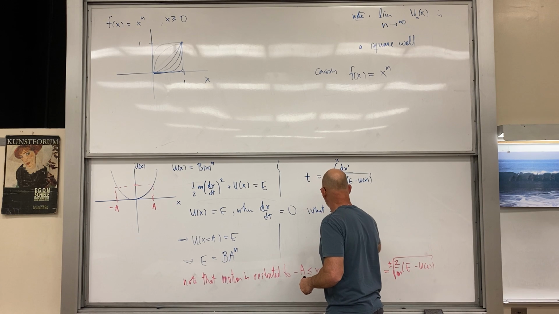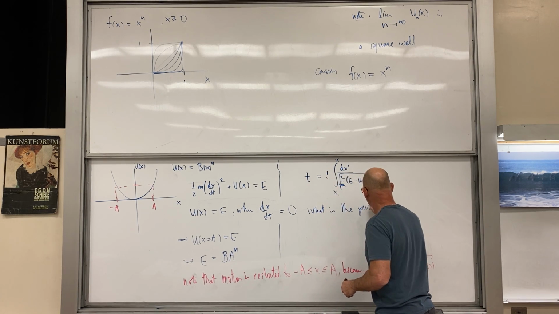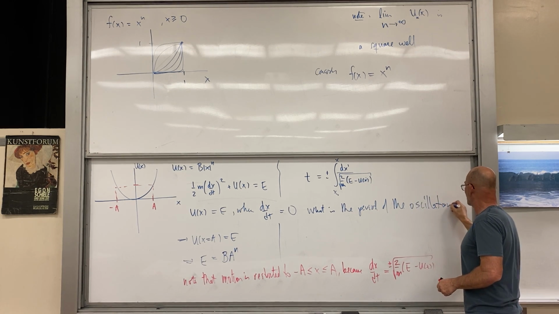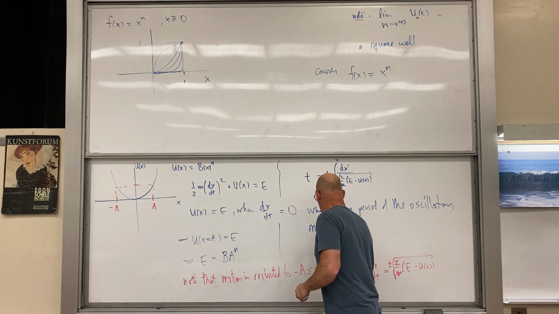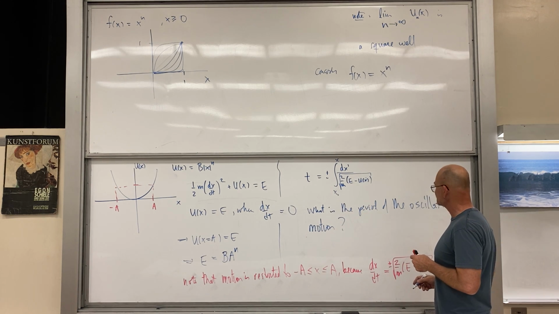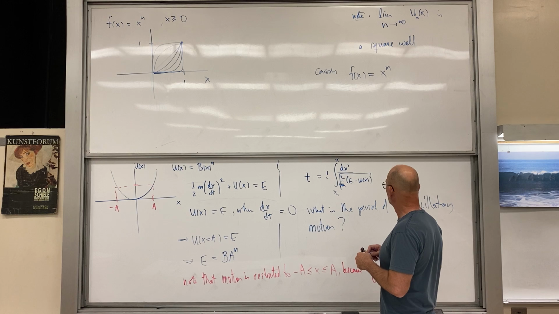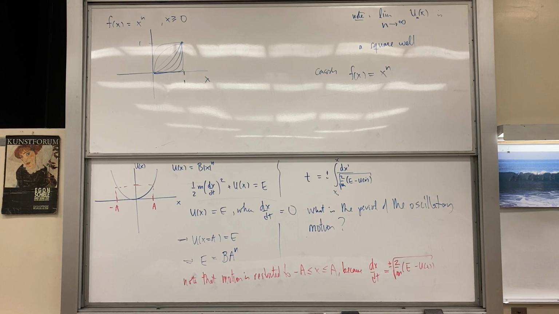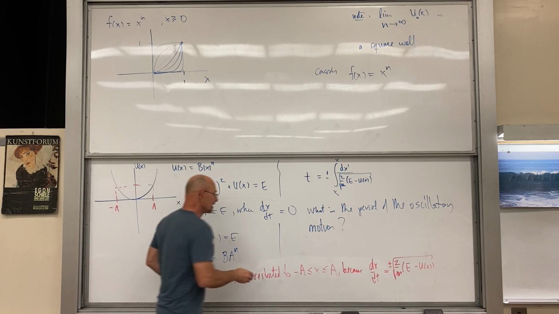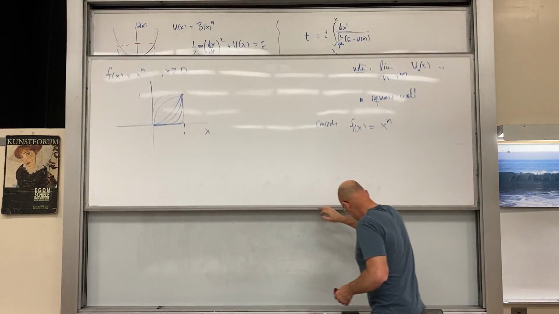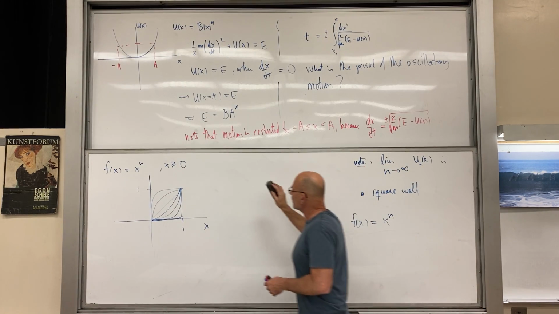What is the period of the oscillatory motion? Namely, the oscillatory motion between A and negative A. That's the question, and I think that's what we're going to end with. I'll write that, and we'll solve it next time.